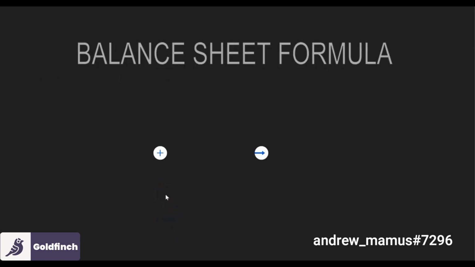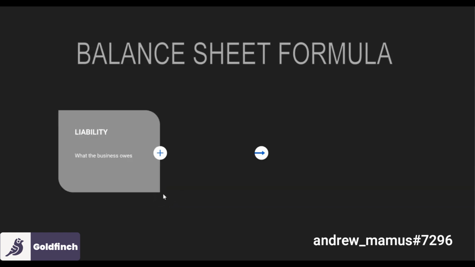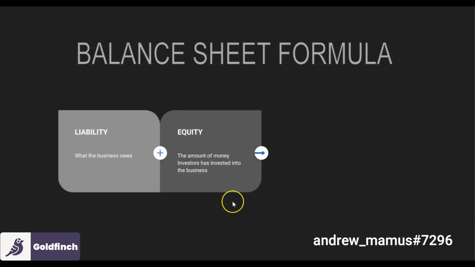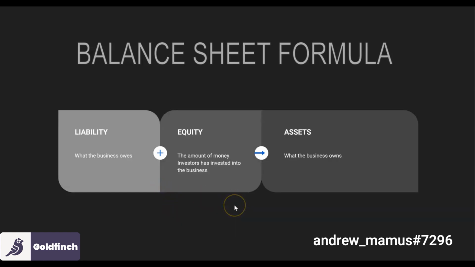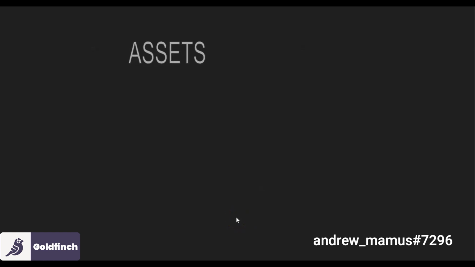So the balance sheet has a formula, and here's the formula: liability plus equity is equal to assets. The formula has to be that liability plus equity equals assets. Liability is what the business owes. Equity is the amount of money investors have invested into the business. Meanwhile, an asset is what the business owns.